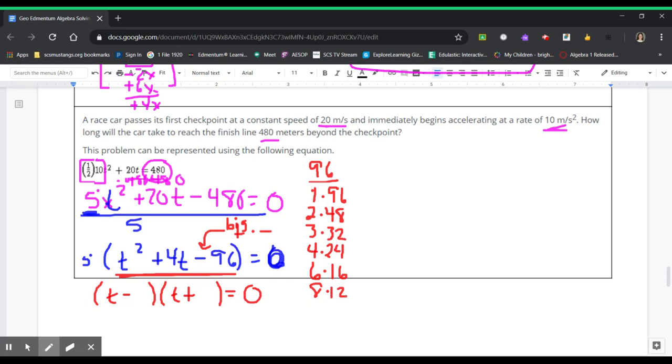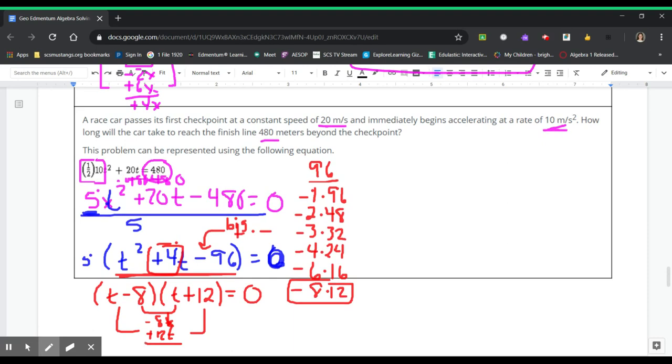So our big number is going to be positive. That means the small numbers are going to be negative. So which of these is going to add up to give us a positive 4? Negative 8 plus 12. So to double check, here's my negative 8t plus 12t. And that does give us our positive 4.